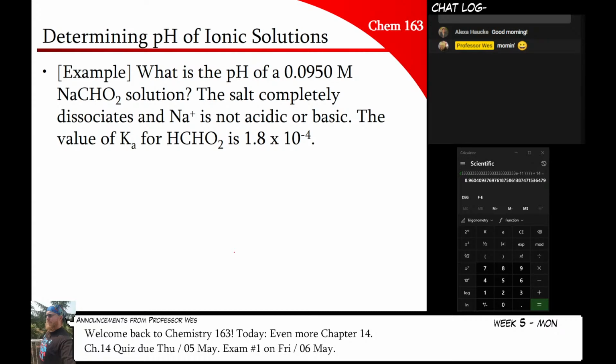I'm going to give you 0.0950 molar sodium formate. The value of Ka for formic acid is 1.8 times 10 to the minus 4. I want you to tell me the pH of the solution, and I'll give you 5 minutes to do it. All right. We'll check in just a bit.